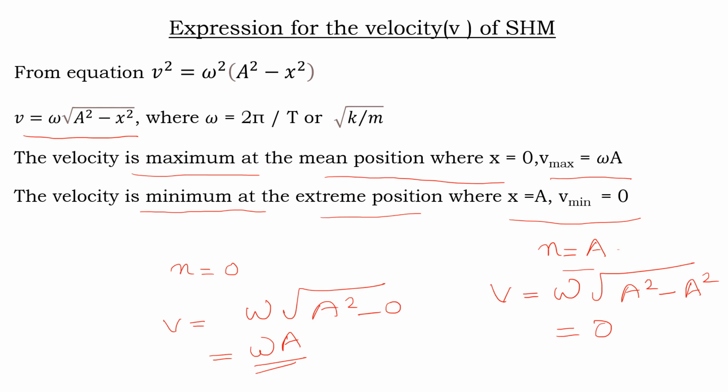Therefore, the velocity is maximum at the mean position and the acceleration will be minimum at the mean position, and the velocity is minimum at the extreme position where the acceleration is maximum. That is the case of simple harmonic motion.